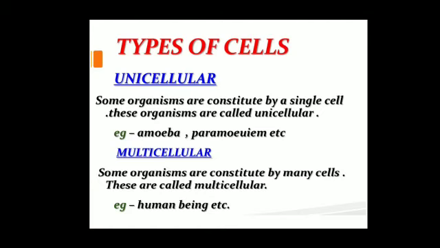Children, based on the number of cells, we have two types of organisms, unicellular and multicellular. Some organisms are constituted by a single cell. These organisms are called unicellular organisms. Children, we have lots of examples of unicellular organisms, amoeba and paramecium. Some organisms are constituted by many cells. These are called multicellular organisms.